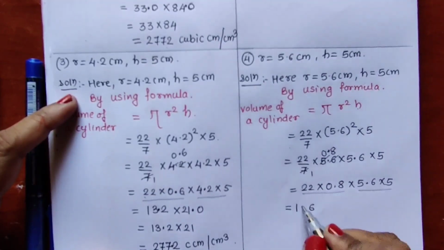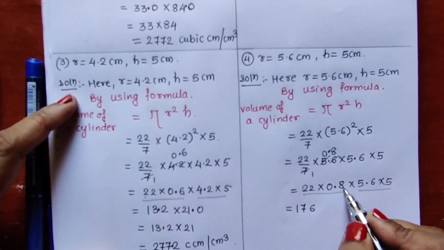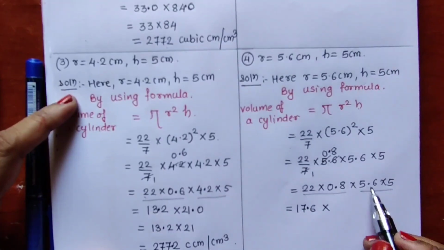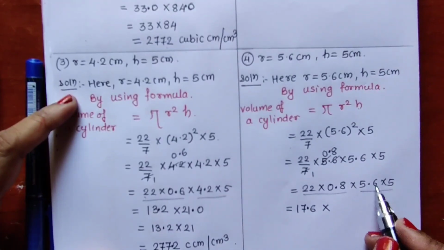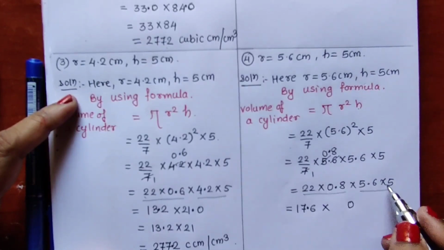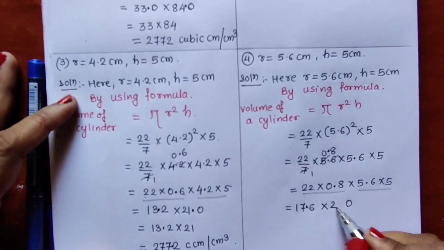176, correct? 22 8s are 176. After the point, 1 digit is there only in one number, so we have to put a point here, multiply by 5 into 5.6. So we will multiply by 5. 5 6s are 30, 0 written, 3 carrying, 5 5s are 25, 25 plus 3 is 28.